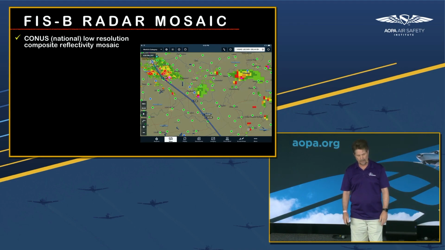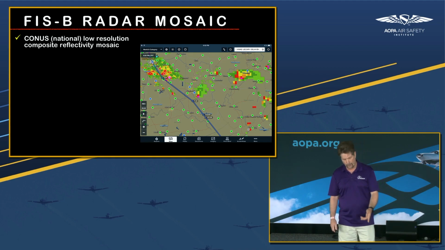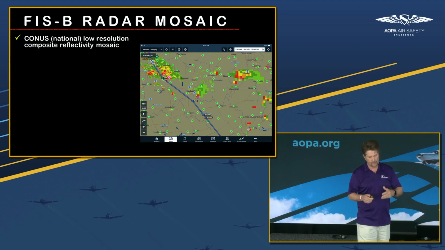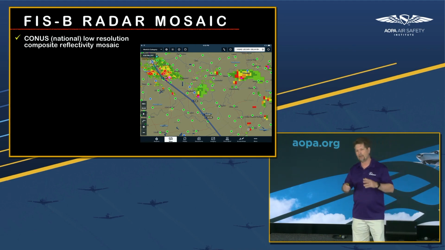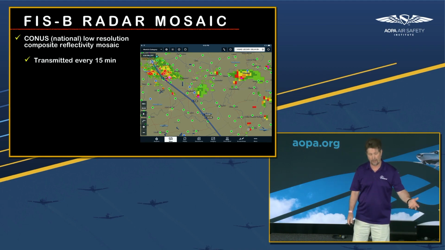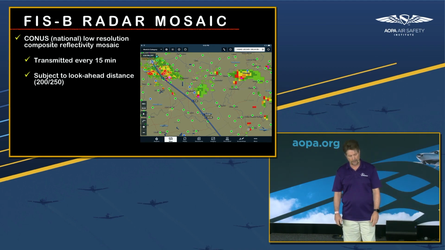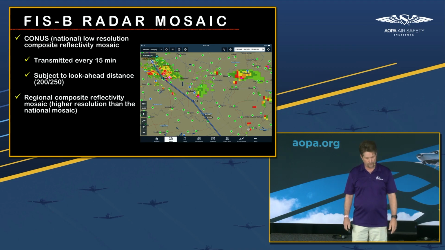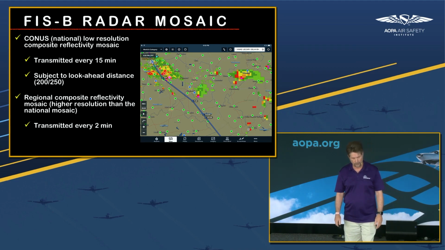But then you get some, like with the CONUS radar with FISB, you see here on the very far right, shown here on ForeFlight, it's very blocky. It's really hard to understand what's going on in the area. And yes, around your particular airplane itself, it's pretty high resolution stuff. The lower resolution is transmitted every 15 minutes, so it is very latent, and it's subject to a look-ahead distance of 200 to 250 miles. The regional reflectivity, again, is a higher resolution depiction of the radar, and it's transmitted every 2 minutes.